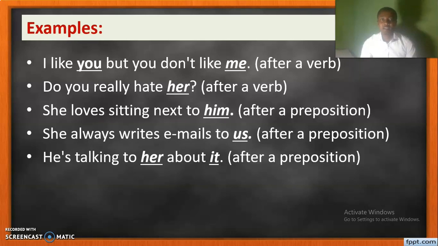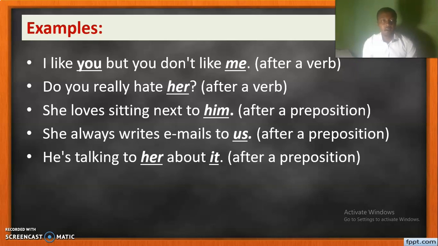I like you, but you don't like me. So we have two object pronouns which come after a verb: you and me. Do you really hate her? Her is the object pronoun which comes after the verb hate. She loves sitting next to him. We have "to" as a preposition, and the object pronoun comes after the preposition.